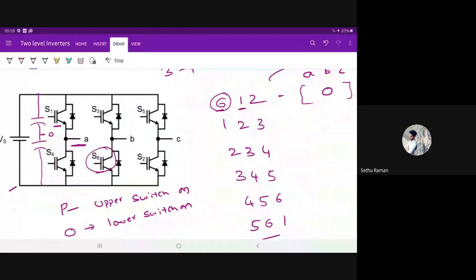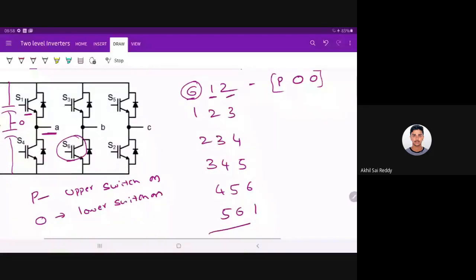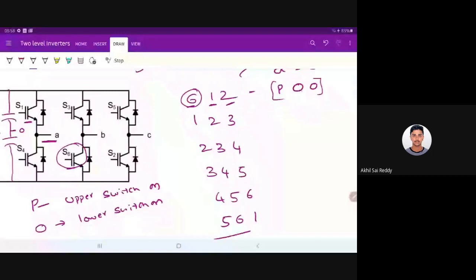What is the corresponding switching state? P. Similarly, this 2 is corresponding to C phase and it is the bottom switch, so its switch state is 0. Clear? So the overall 3-phase switch state is P00. That means the upper switch is on in A phase, and the bottom 2 switches are off in B phase and C phase. So that is the nomenclature we have given.